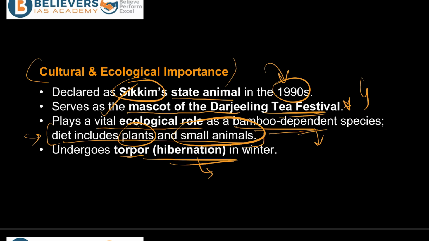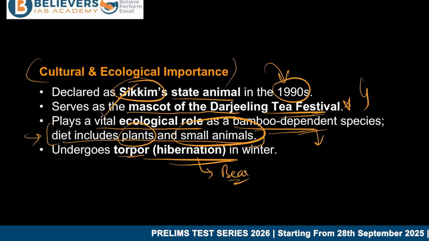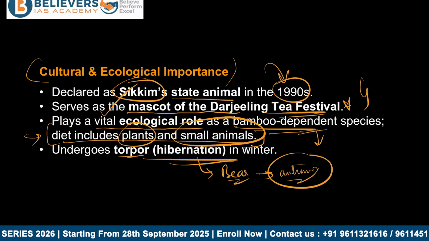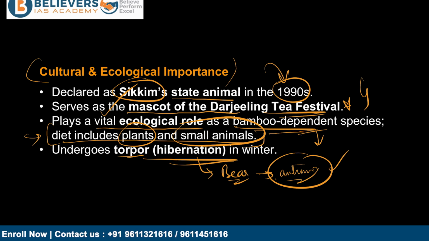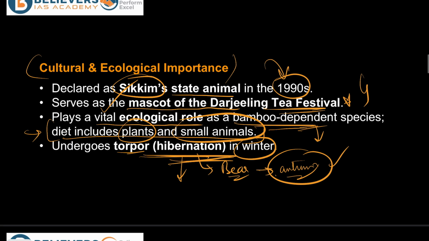We even see this hibernation in bears as well. Bears usually go into deep hibernation, sorry, during the autumn season, and these red pandas hibernate during the winter. So basically, what is hibernation? It is the state of an animal where the metabolic rate is very low. In simple words, they sleep the entire winter to save energy.